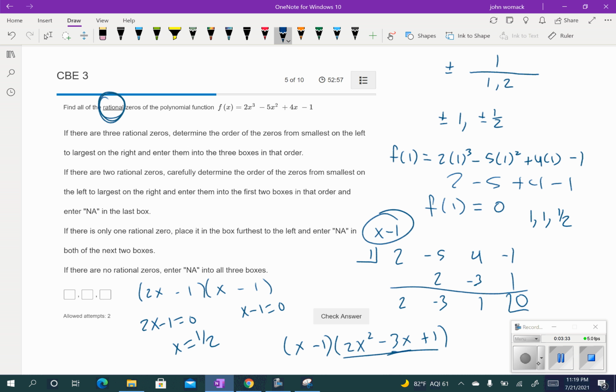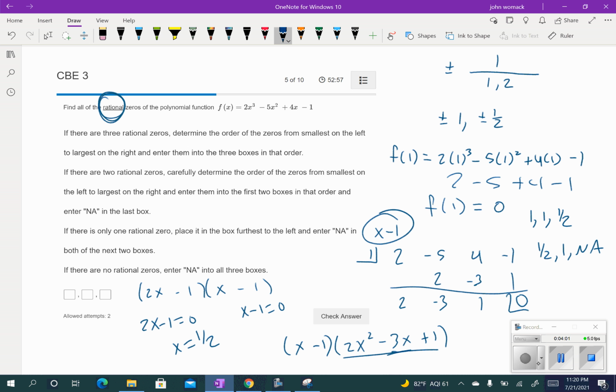Now we just want to make sure we enter it in correctly. Does it say what happens if we have a repeated one? There are 2 rational zeros. Carefully determine the order of the zeros themselves. All right, so I think what we're going to do is, because I wouldn't count those as different zeros, let's try putting in a half and 1, and then we'll put NA in the third box. If that doesn't work, we'll try a half, 1, and a 1, and see if that works better. Let's give it a try.